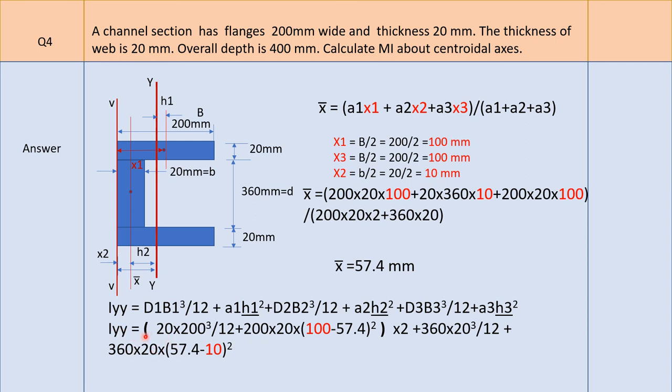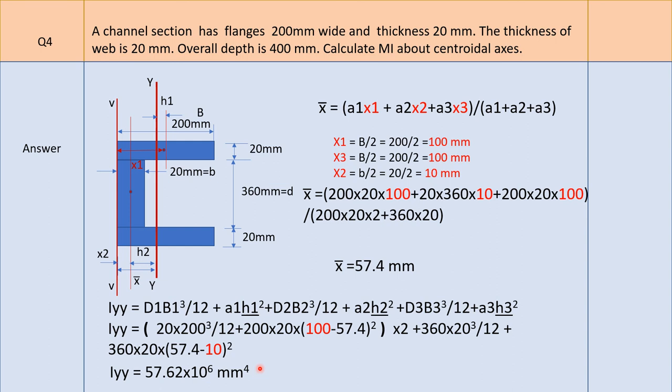So this is how we substitute a value. Now take the calculators in your hand and start calculating from here. Bracket open 20 into 200 cube divided by 12 plus 200 into 20 into bracket open 100 minus 57.4 bracket close square, second bracket close into 2 plus 360 into 20 cube divided by 12 plus 360 into 20 into bracket open 57.4 minus 10 bracket close square is equal to. Check what is the answer you are getting. You will get IYY is equal to 57.62 into 10 raised to 6 mm raised to 4.